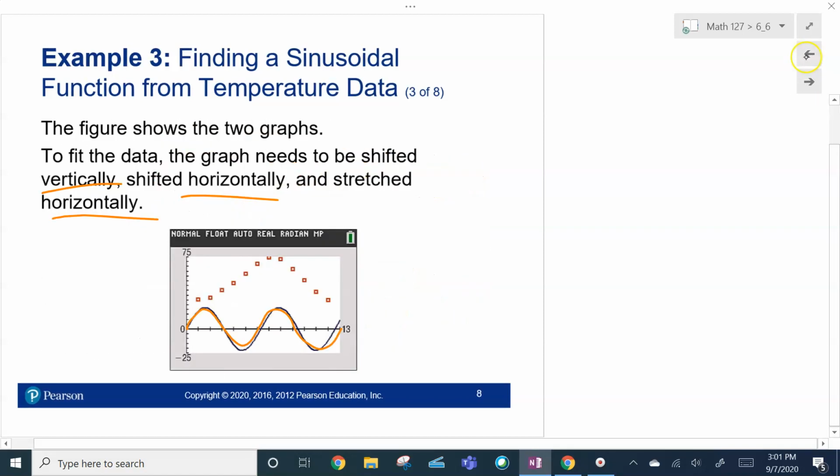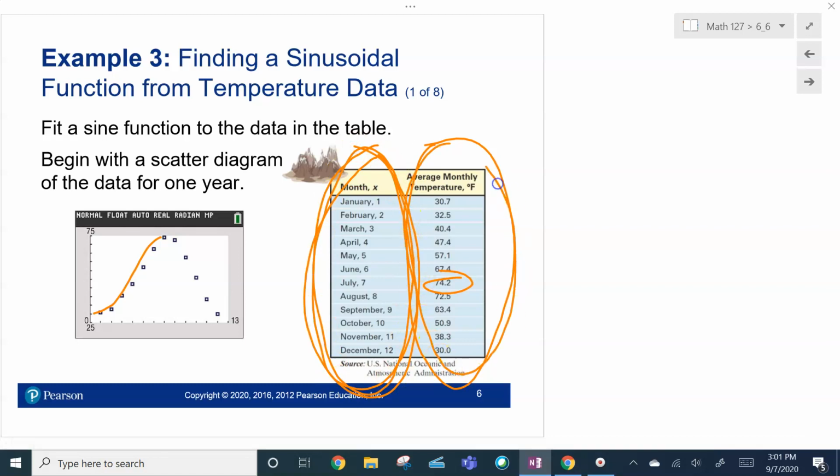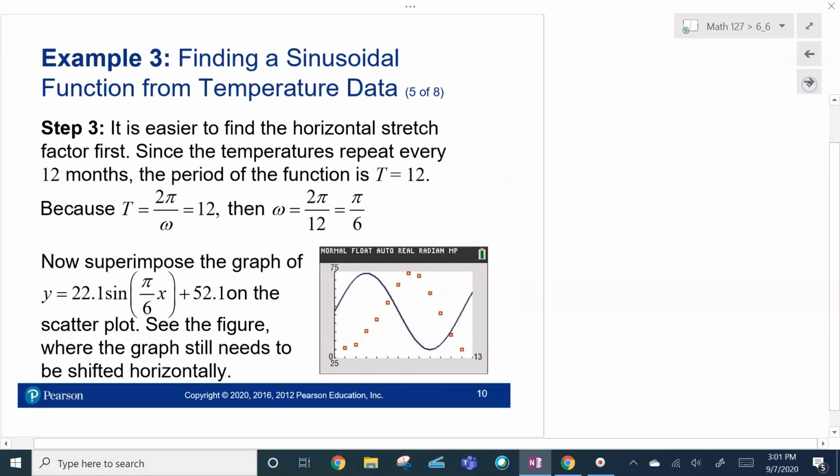Now the data, because this is weather related, it's cyclical, right? Your average temperature is going to repeat each year, so every 12 months. So your period is 2 pi over omega, which is 12. If you solve for omega, multiply both sides by omega, and then divide both sides by 12, you get omega being pi over 6. So now we have our omega piece.